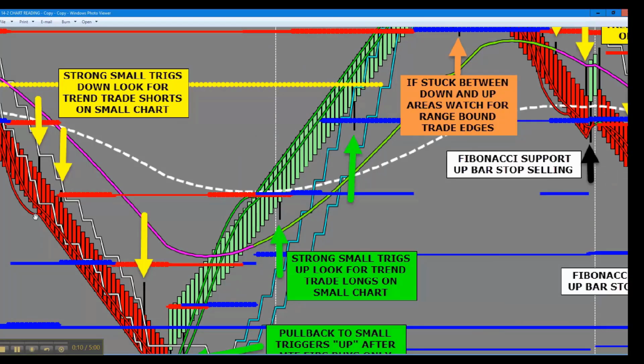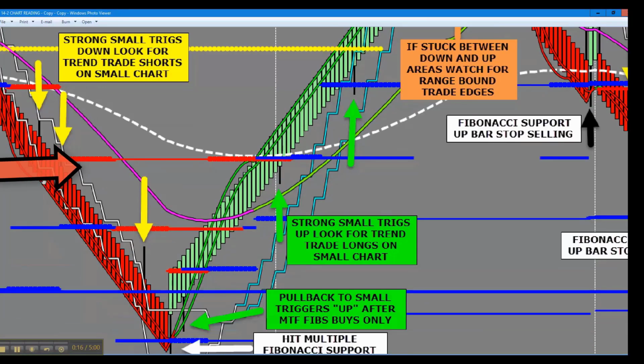If your small triggers are down strong and your synthetic triggers are down strong and your small triggers are below your synthetic triggers, we're going to sell the pullbacks. So as long as this trigger line configuration remains, we're basically going to sell the pullbacks. So we'll do trend trade short on our little chart, trend trade short, trend trade short.